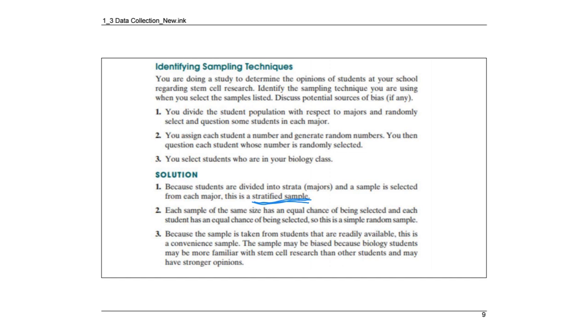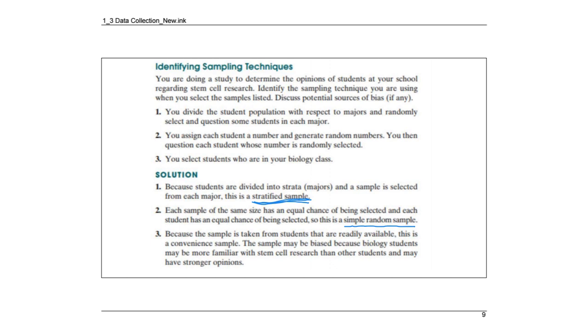All right, the next one was you assign each student a number and generate random numbers. You then question each student whose number is randomly selected. This one wasn't in my slides. So this is actually called a simple random sample. This is kind of what happens when they're calling your house. They randomly grab your phone number. So each sample of the same size has an equal chance of being selected, and each student has an equal chance of being selected because you just gave them numbers, right? So let's say you've got 20 students, you gave them 1 through 20, and then you just randomly generate the numbers. So that is called a simple random sample.